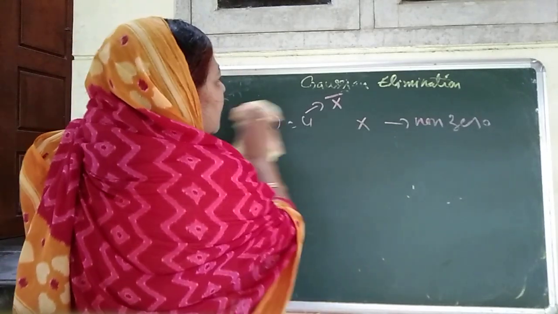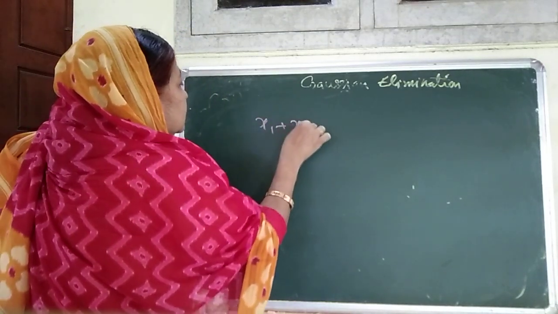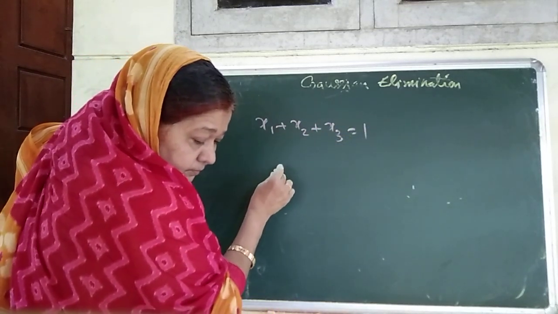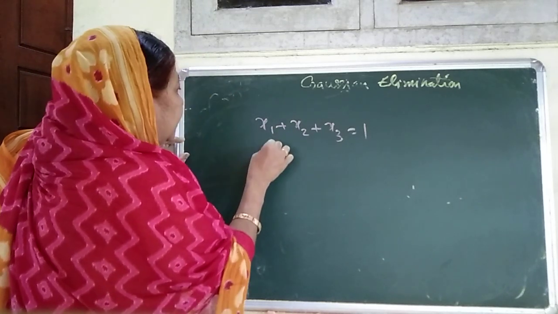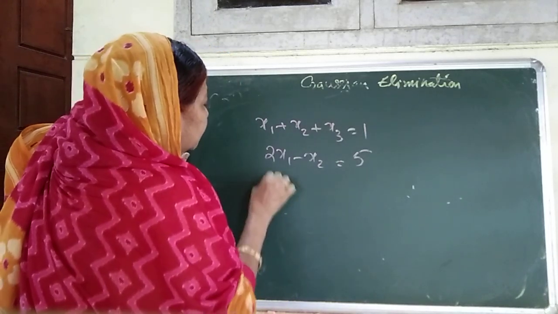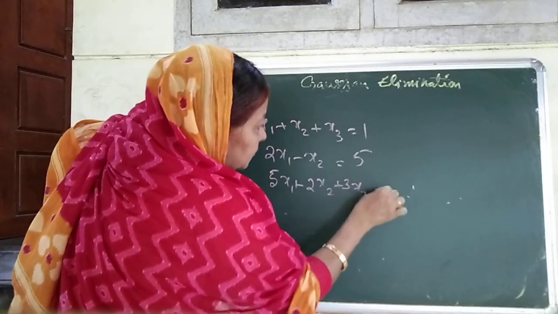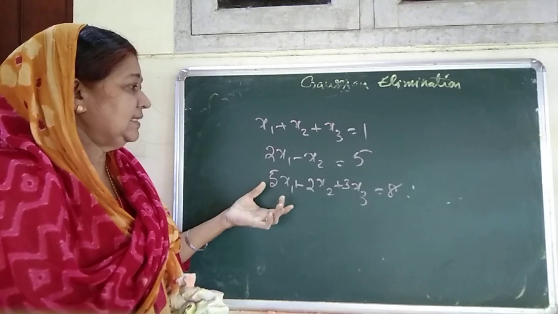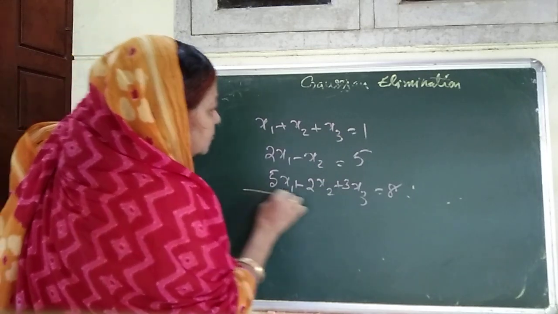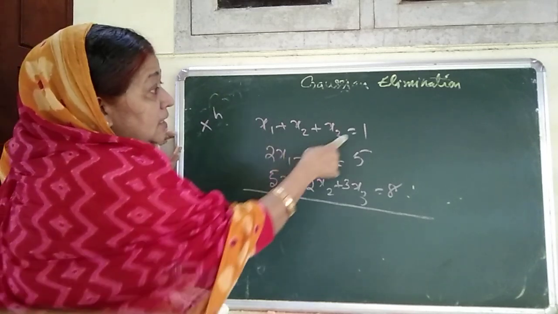So we can find all solutions of the system of equations: x1 plus x2 plus x3 equal to 1, 2x1 minus x2 equal to 5, 5x1 plus 2x2 plus 3x3 equal to 8. We can see that it fails to have an inverse. Therefore, first of all, we find xh, the non-zero solution of the homogeneous equation.